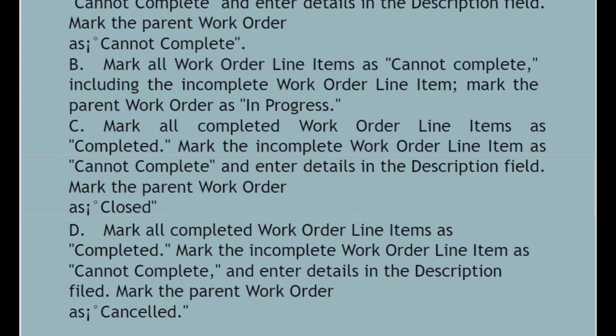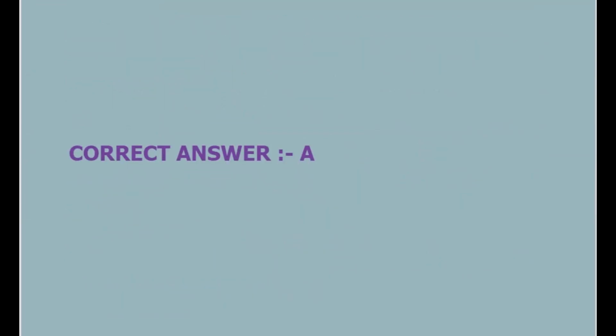Option D, mark all completed work order line items as completed. Mark the incomplete work order line item as cannot complete and enter details in description field. Mark the parent work order as cancelled. Correct answer is option A.